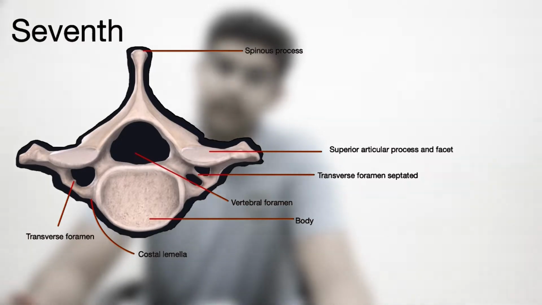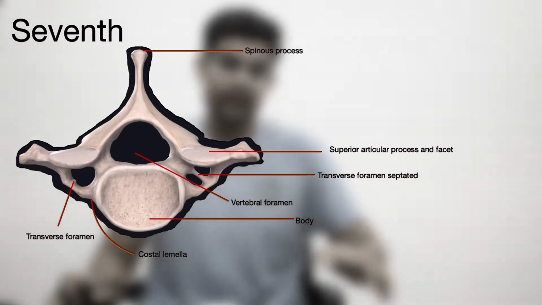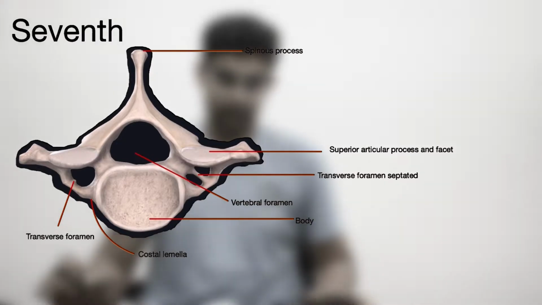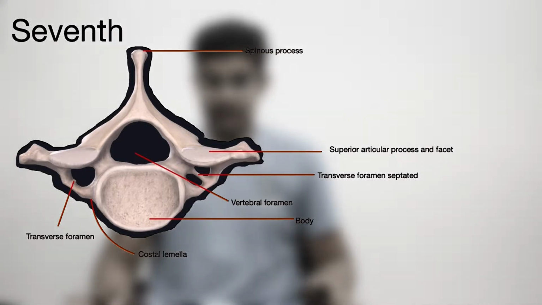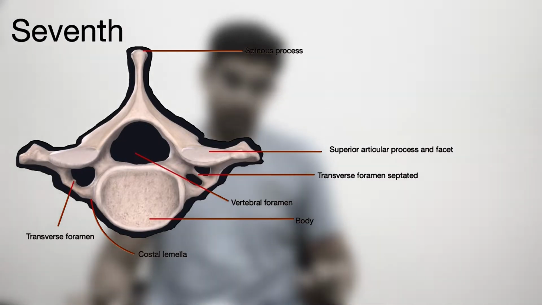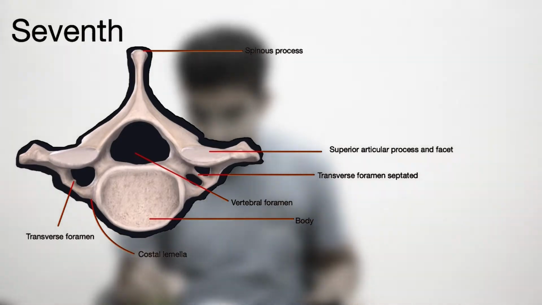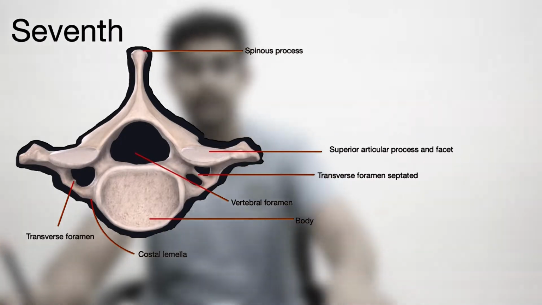The spinous process of this vertebra is very important as it can be palpated from outside and helps in the identification of the positions of different vertebrae. It also consists of a big body. The transverse foramen are of two types here, septated and non-septated. That's all for the cervical vertebrae.